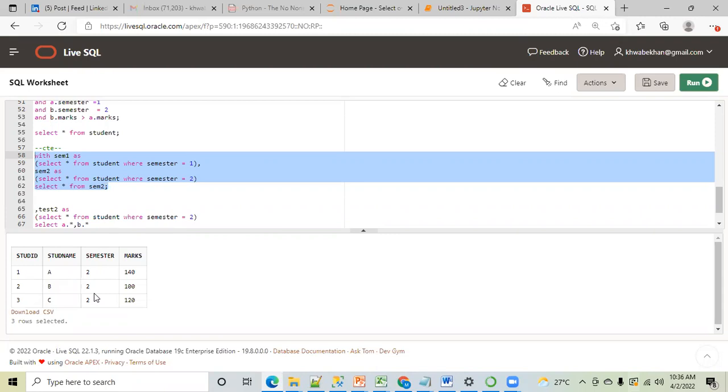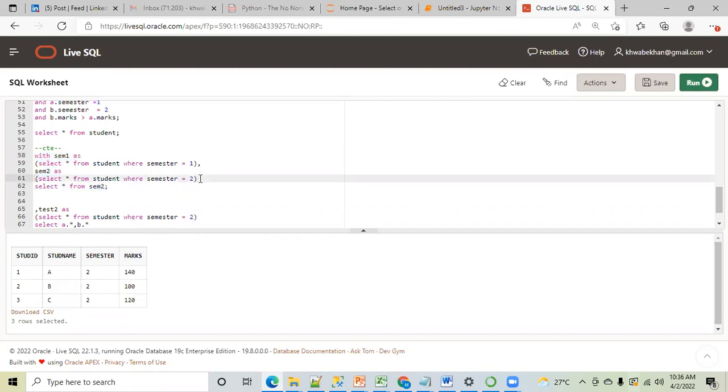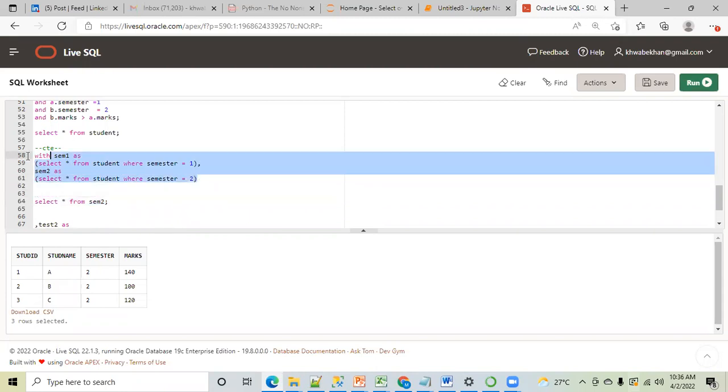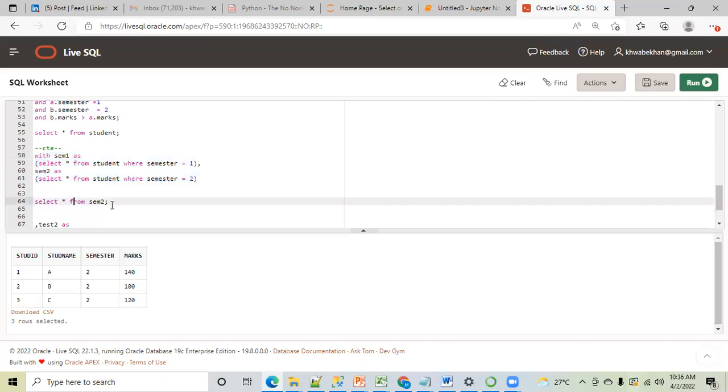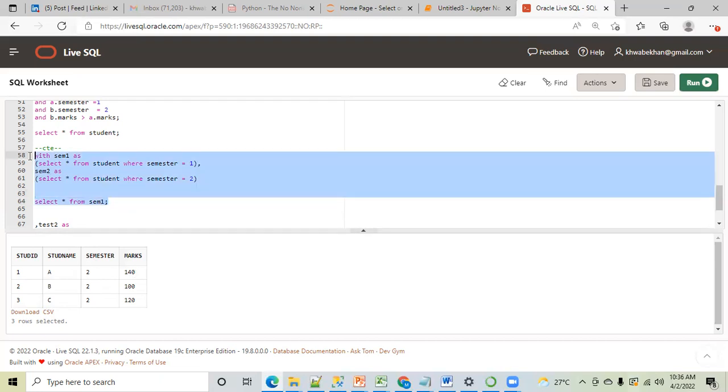Clear? So far I have shown you that you can create n number of temporary tables as per your requirement. But till here it is like a structure, and then you want to fetch data. You want to fetch data from semester 2 to show data of semester 2 only, or from semester 1 to show data of semester 1 only. That is totally upon your wish. So far, I hope this is clear now.